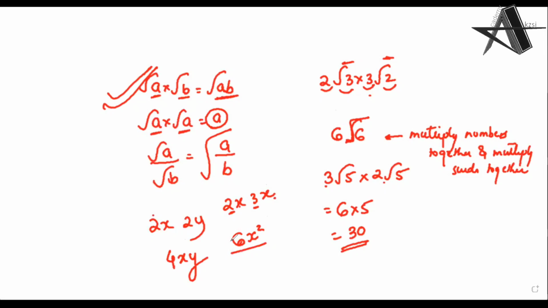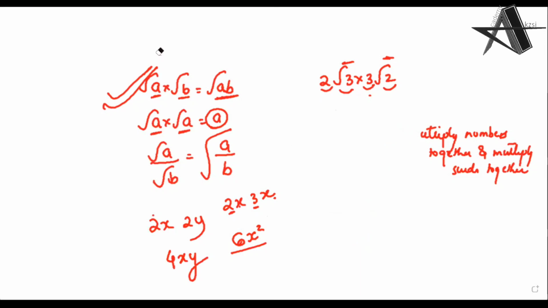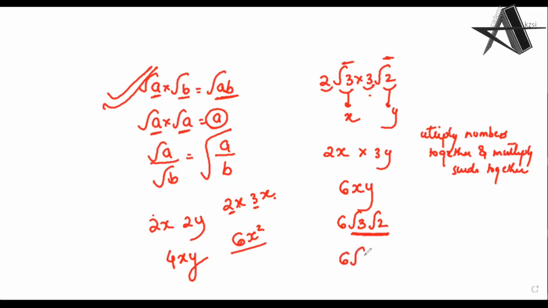It's exactly the same. That means when you have 2 root 3 into 3 root 2, treat root 3 and root 2 as your x and y, right? This is x and this is y. So if it is 2x times 3y, your answer will be 6xy. X is root 3 and y is root 2, and we know root 3 times root 2 is root 6. So simple, what you have to keep in mind is that it works like algebra.